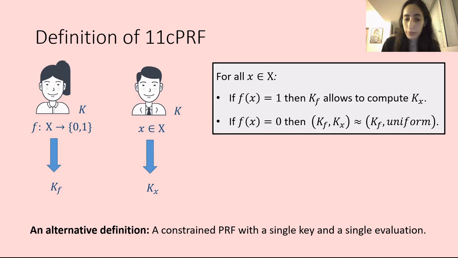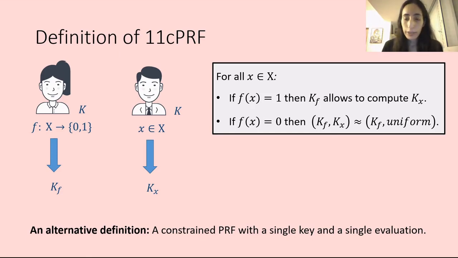Now in a constraint PRF, in addition to this seed, it is also possible to compute a constraint seed. And the constraint seed is described by some function f. And this function f determines on which inputs the constraint seed can compute the PRF. So given a constraint seed for f, it is possible to compute the PRF only on inputs x that are authorized by f, but evaluations on x's that are not authorized by f still look uniform even given the constraint seed for f.